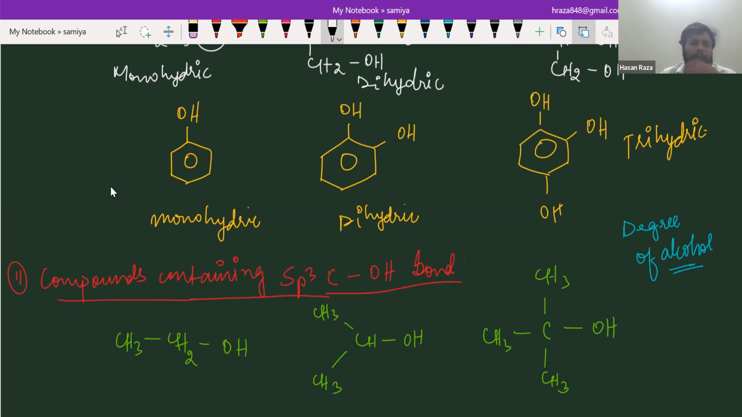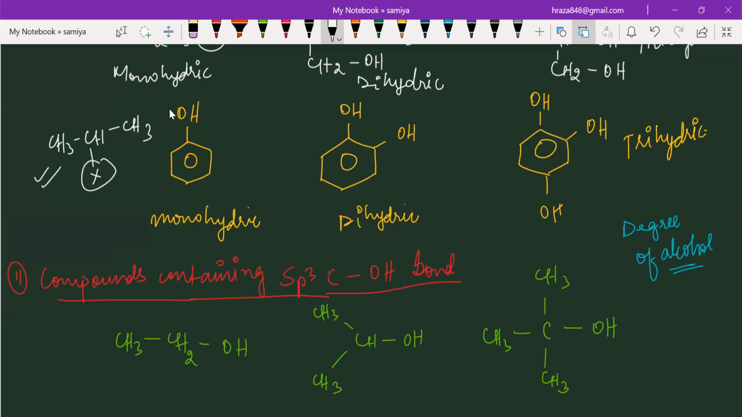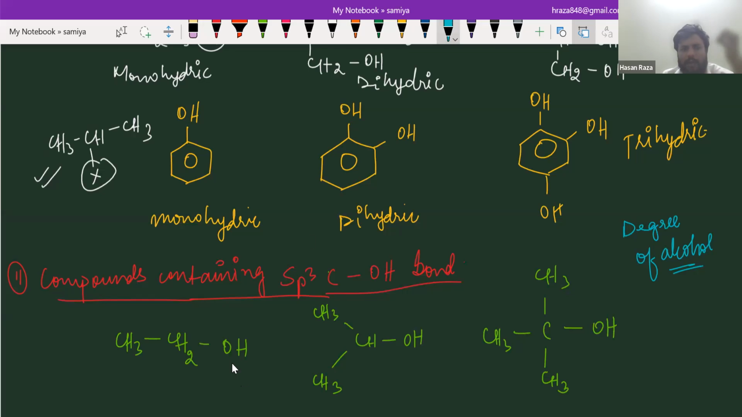As we studied about the degree of haloalkane, in the same way, we will define degree of alcohol. Can anyone tell me what is the degree of halogen here? This halide. Sir, 2 degrees. 2 degree, it's very easy. So in the same way, to whichever carbon X is connected, tell me the degree of this. This is 2 degree, that means this is 2 degree halide.